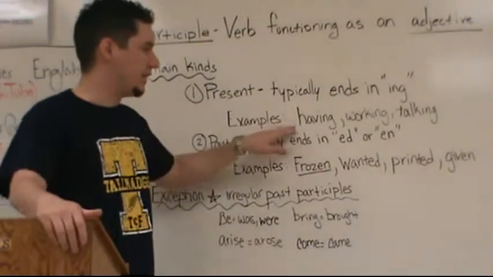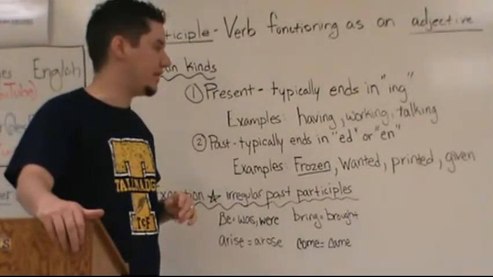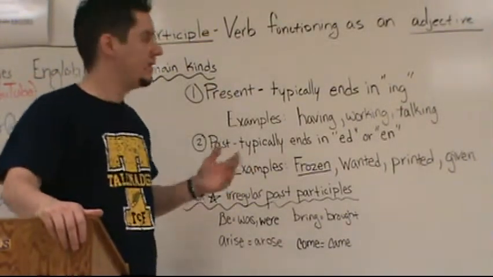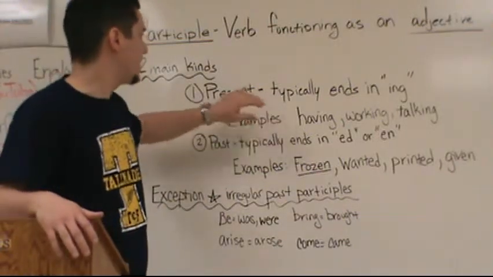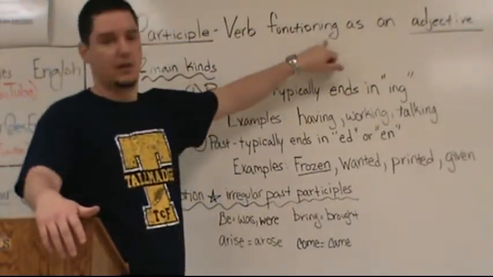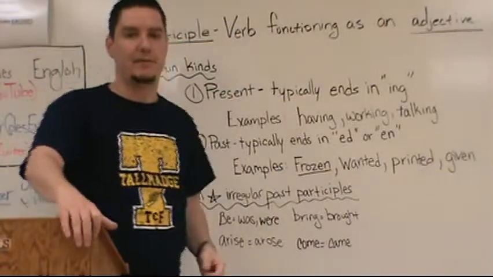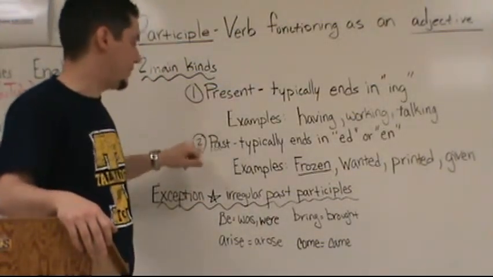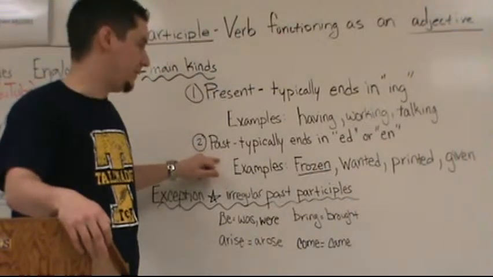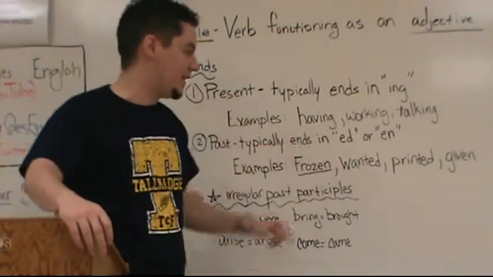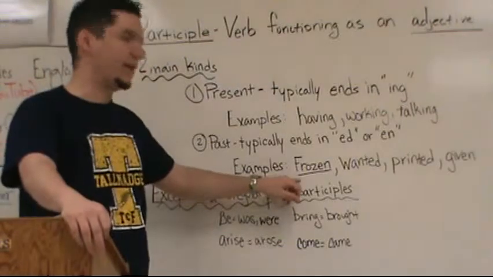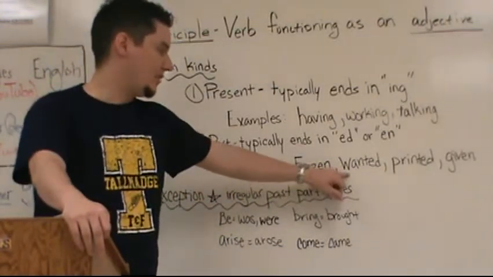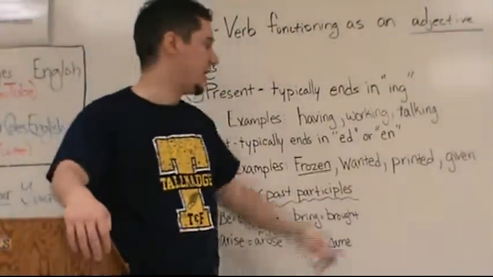And you may look at this and think, oh, that looks similar to some of the words that were gerunds. But remember, the thing that makes it a participle is its function. It's functioning as an adjective, so it's going to be modifying a noun or a pronoun. Or you can have a past participle that usually ends in -ed or -en, for example, everyone's favorite right now, frozen, wanted, printed, and given.